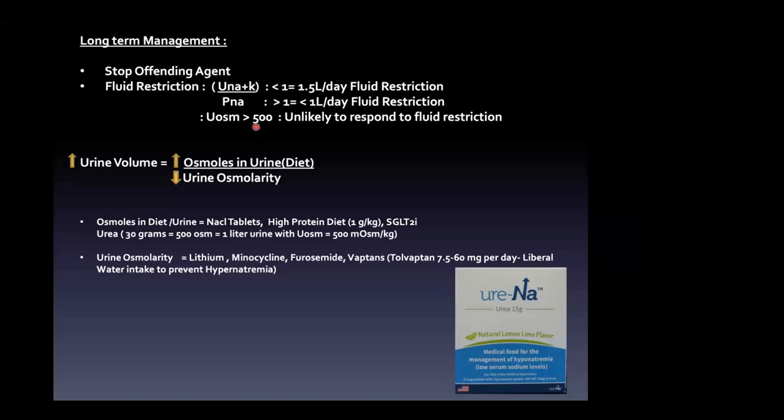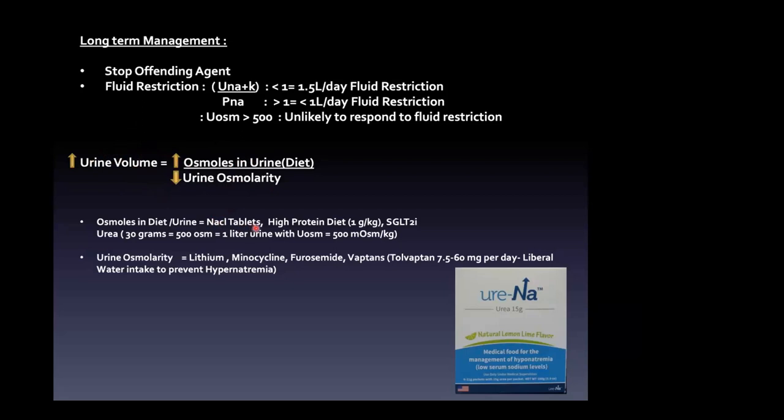And usually if your urine osmolarity is more than 500, which means you have an intense ADH-like action, usually these patients are not going to respond just to fluid restriction. And then you have to look at other measures to increase the free volume excretion. And as I showed you before, you can increase the free volume excretion by increasing the osmols in the diet or by decreasing the urine osmolarity. Now, how do you increase the osmols in the diet? You have to give them something osmotic, right?